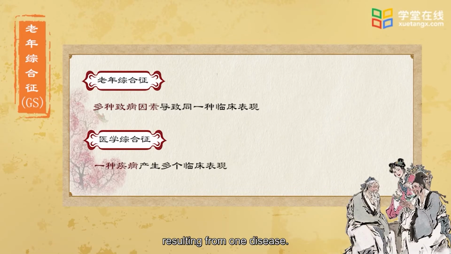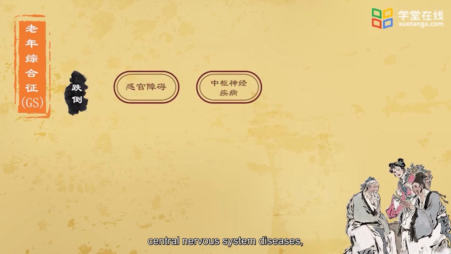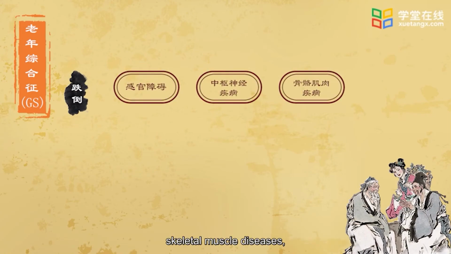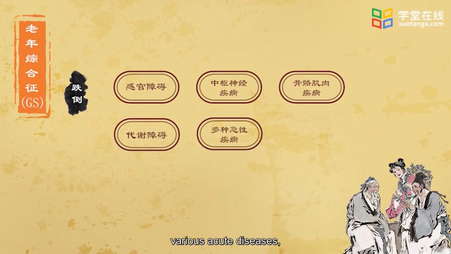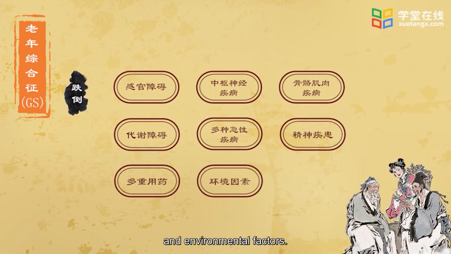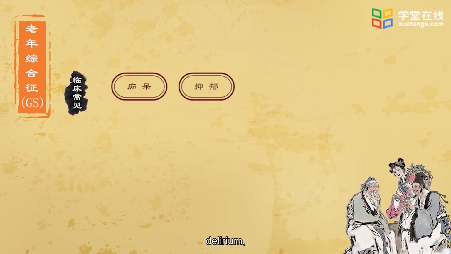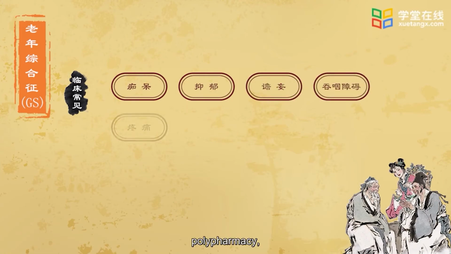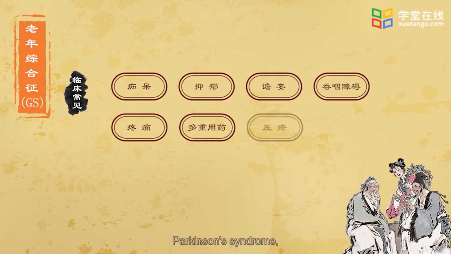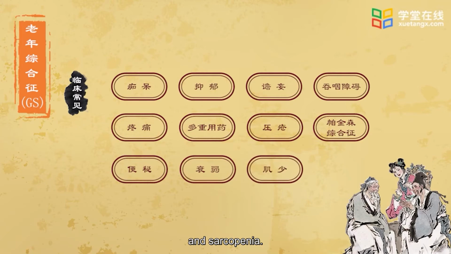resulting from one disease. For example, falls in elderly syndrome can be caused by sensory disorders, central nervous system diseases, skeletal muscle diseases, metabolic disorders, various acute diseases, mental disorders, polypharmacy, and environmental factors. Common geriatric syndromes include dementia, depression, delirium, dysphagia, pain, polypharmacy, pressure ulcers, Parkinson's syndrome, constipation, weakness, and sarcopenia.